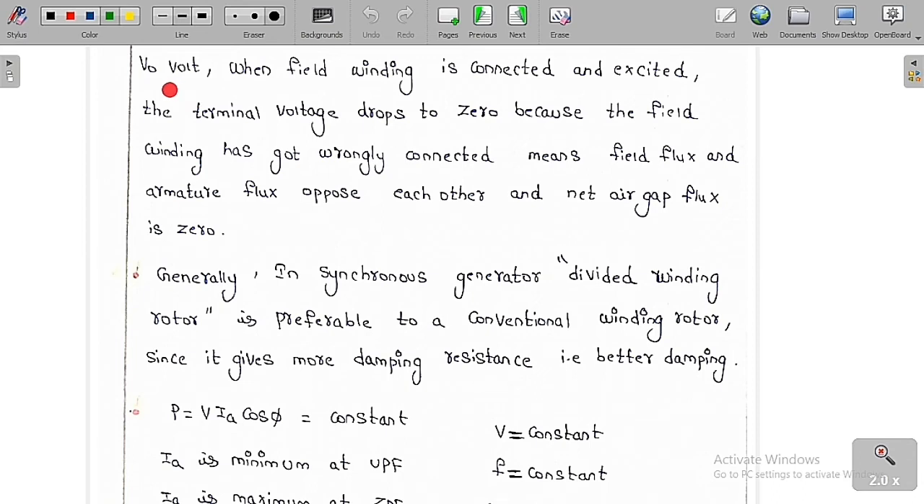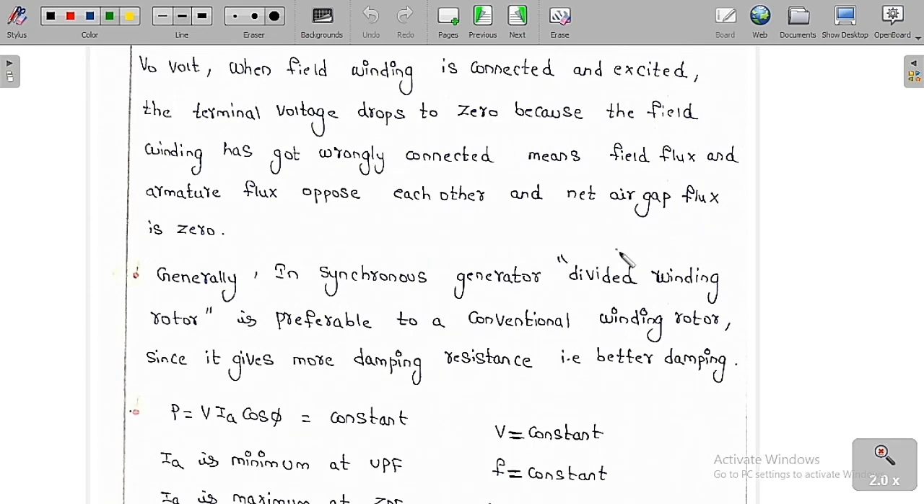Because of this residual flux, we are going to get a voltage of V0 volt. Whenever the field current is zero, due to residual magnetism of the poles we are going to get V0 volt. It is called the residual voltage. When the field winding is connected and excited, the terminal voltage drops to zero because the field winding has been wrongly connected, meaning field flux and the residual flux oppose each other and the net air gap flux is zero.